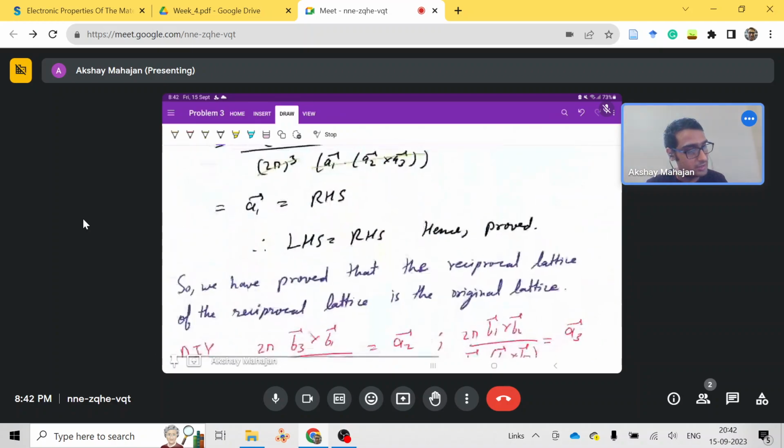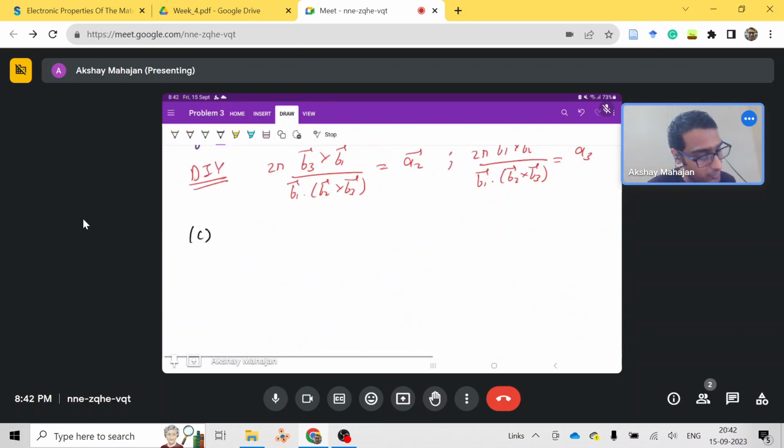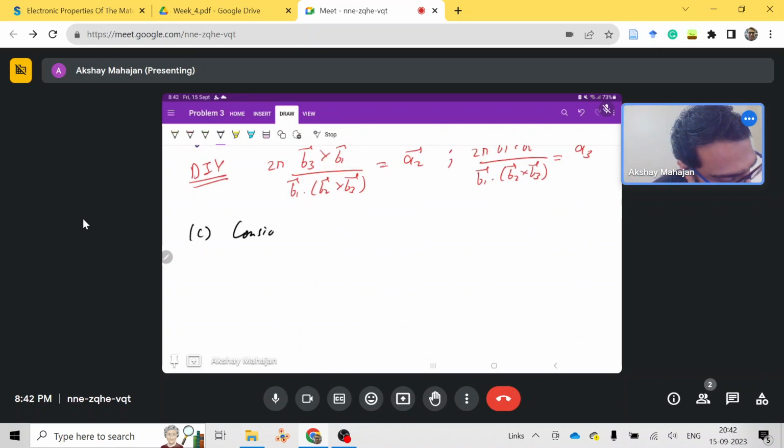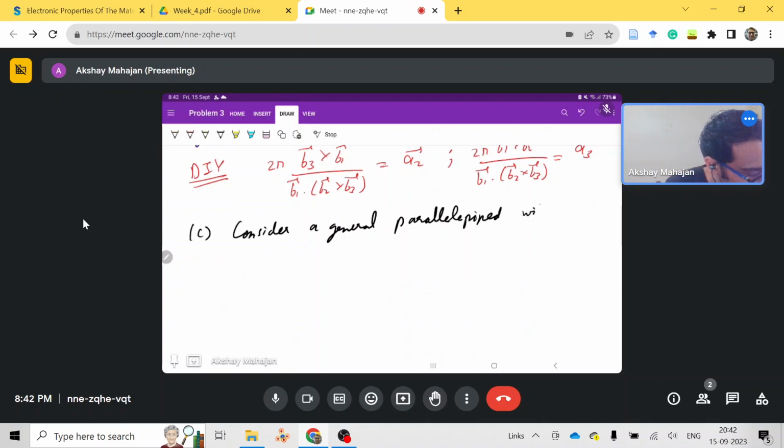Right, let's do this part C. Now consider a general parallelepiped with edges A vector, B vector and C vector.